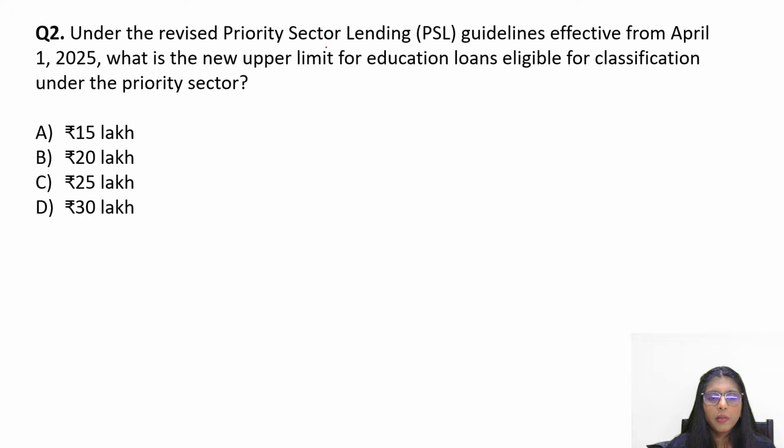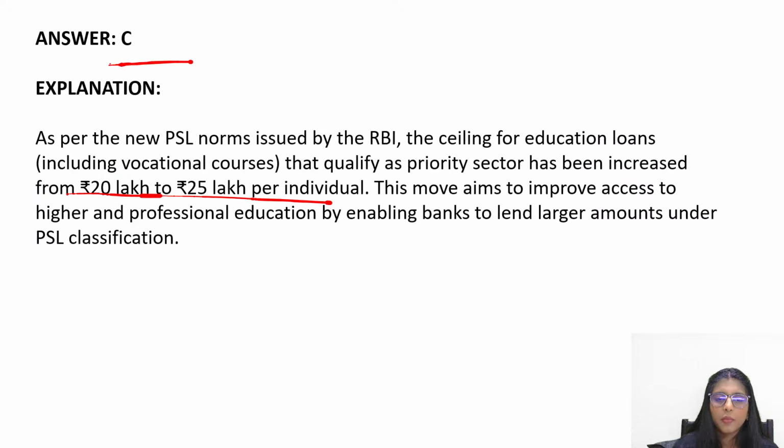Under the revised priority sector lending guidelines effective from April 1, 2025, what is the new upper limit for educational loan eligible for classification under priority sector? It is basically 25 lakhs. Option C is the right answer. So it varies from 20 lakhs to 25 lakh per individual.